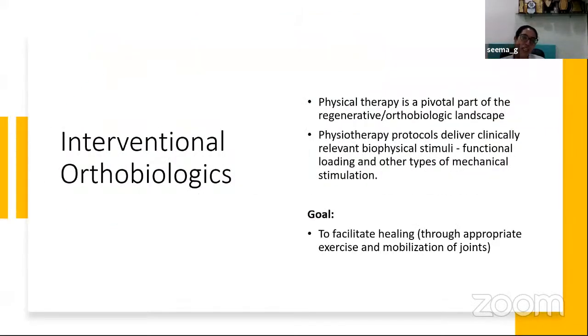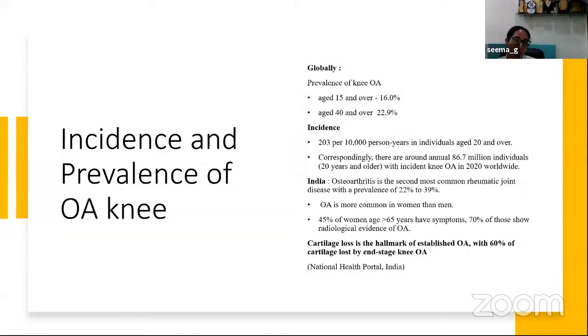I believe Dr. Nishit will agree with me that now we even call it interventional orthobiologics. So that itself is a newer branch, where what all he has talked about, the interventions, what they do as orthopedic surgeons, physiotherapy plays a pivotal role. And the protocol we deliver is clinically relevant to biophysical stimuli, that is, how much stress, how much compression one should put, or the amount of functional loading and other types of stimulation to facilitate healing. Our main purpose in this is, since the new graft is put, it should get healed and then working.